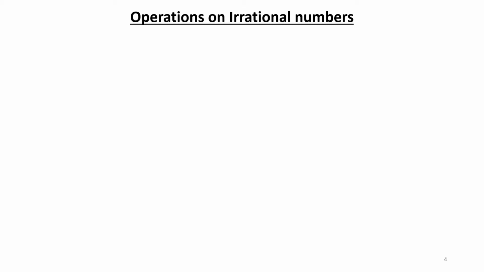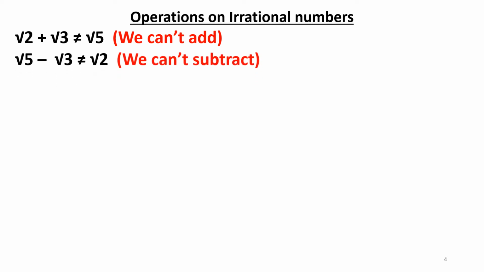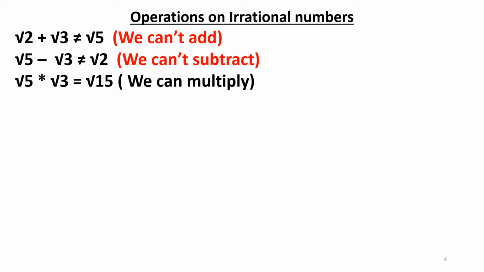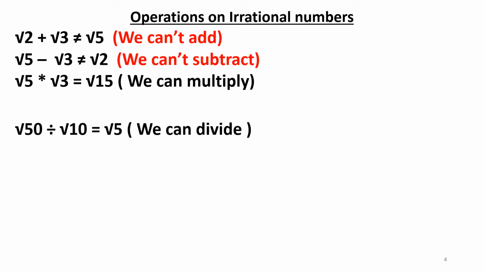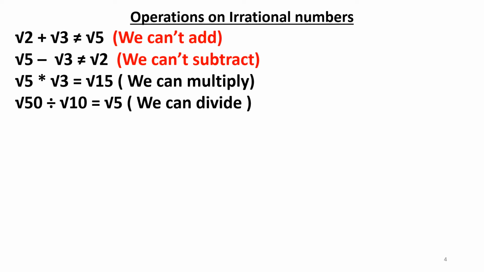Operations on irrational numbers. First, root 2 plus root 3 we cannot add. It is not equal to root 5. Similarly, we cannot subtract. Root 5 minus root 3 is not root 2. We cannot add two irrational numbers. We cannot subtract. Sometimes we can add, if both are inside the root, both are equal, we can add. Here it comes. But we can multiply. Root 5 into root 3 is root 15. Root 50 divided by root 10 is root 5. We can divide.